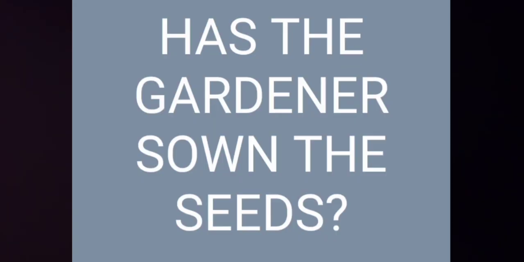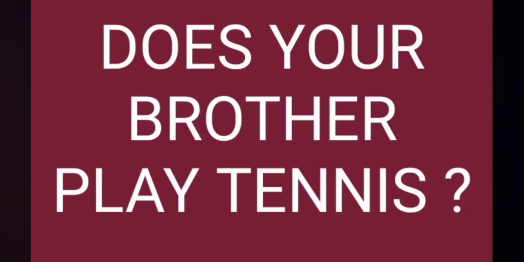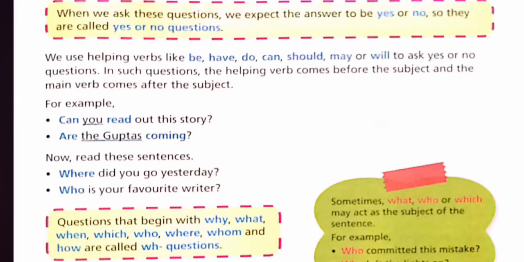Where is my umbrella? Has the gardener sown the seeds? Can you swim? Does your brother play tennis? There are two kinds of interrogative sentences: yes or no questions and WH questions. When we ask these questions, we expect the answers to be yes or no, so they are called yes or no questions.